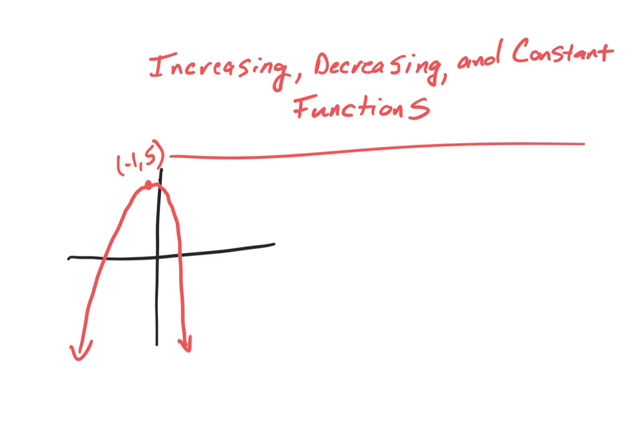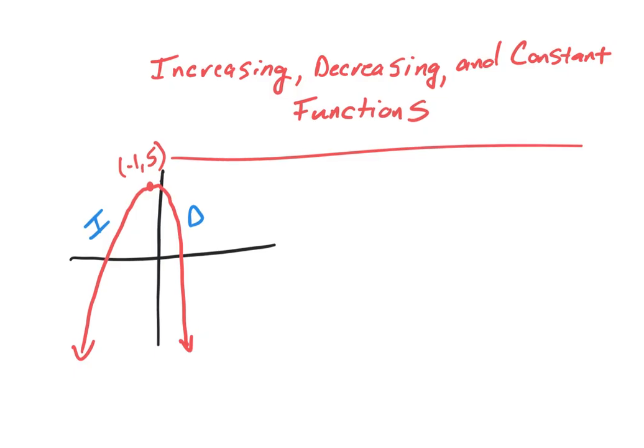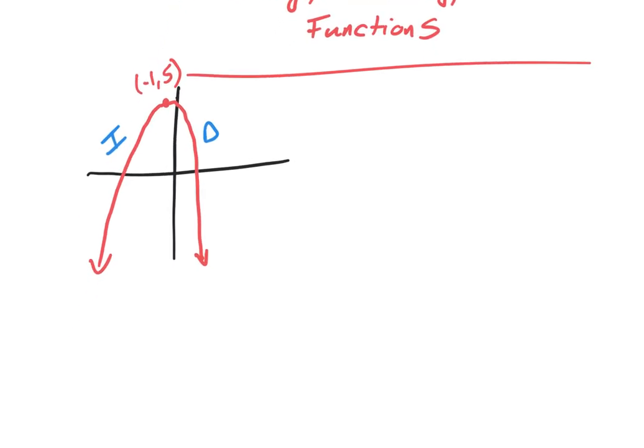We start here, my graph is going up. Once it reaches this high point, now it starts to drop or go down, right? And so on the left-hand side of this graph, it's increasing. On the right-hand side of the graph, it's decreasing. And the way that we write our answer here is very similar to what we do with domain.